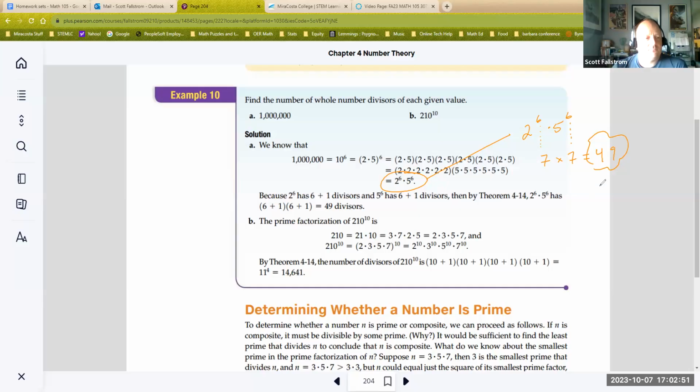Okay. Notice this doesn't tell you all the factors. If you go back to that table and think about writing all of the options down for 2 to the 6, that would be 2 to the 0, 2 to the 1, 2 to the 2, 2 to the 3, all the way up to 2 to the 6. And then for 5, you do the same thing: 5 to the 0, 5 to the 1, 5 to the 2. You do that, and then you do the Cartesian product. So you take one of the first with one of the next, one of the first with the next, and that's how you can make every possible factor if you needed to.